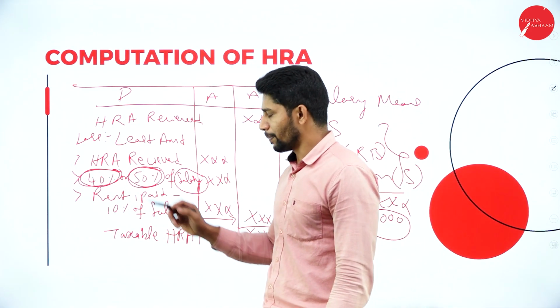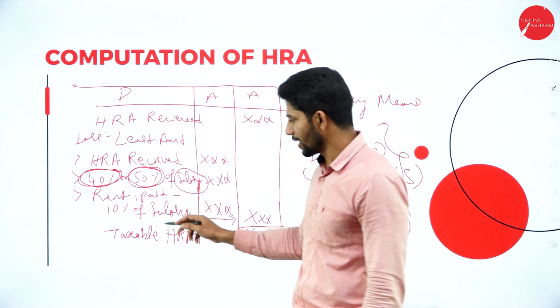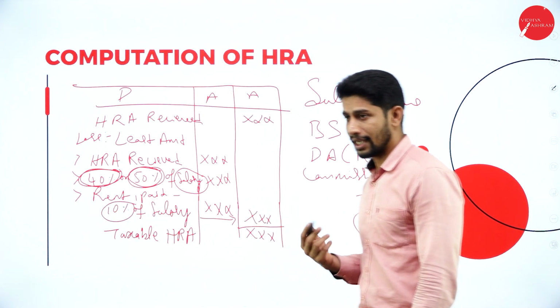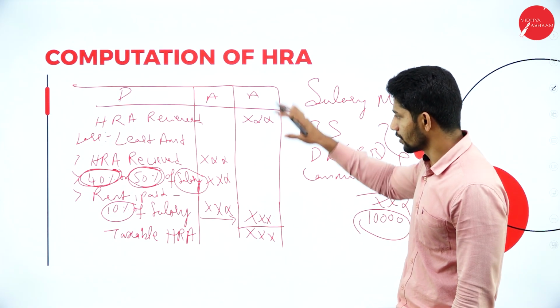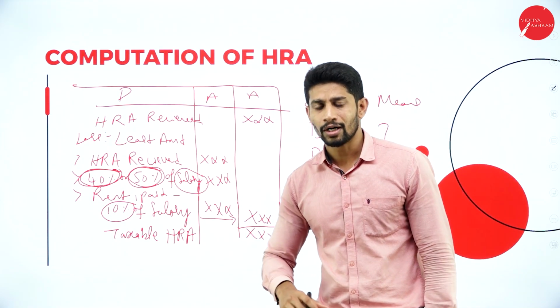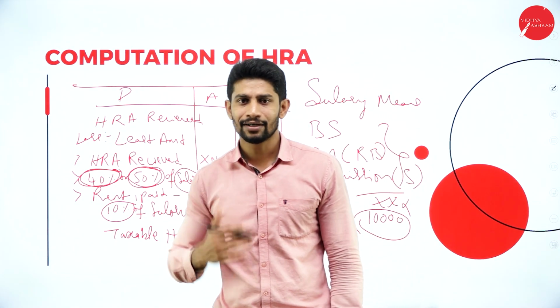Next, rent paid will be given in the problem itself, minus 10% of salary. Again, on this 10,000, you will take 10%. So this is one adjustment with respect to computation of HRA under income from salary.